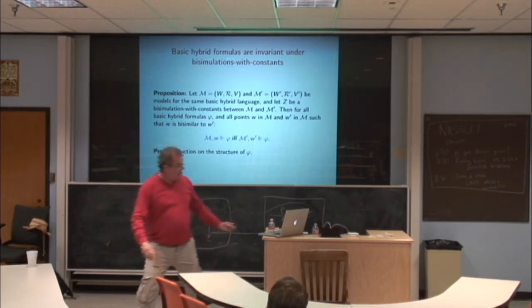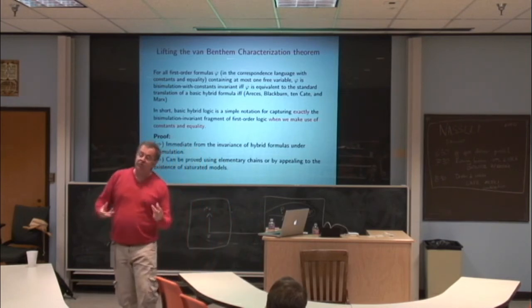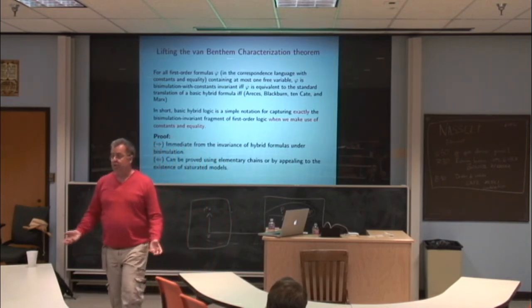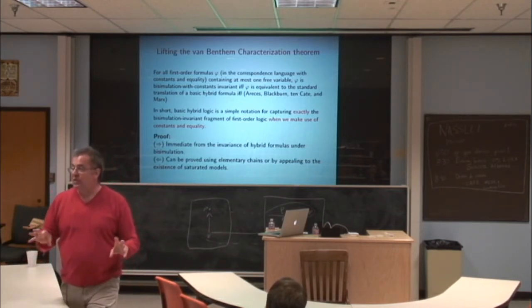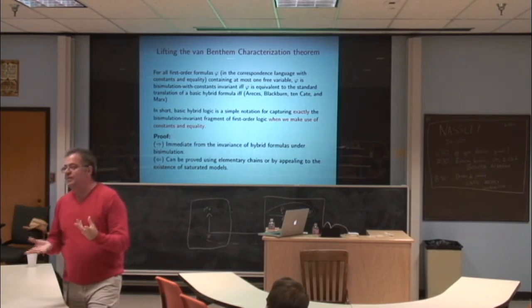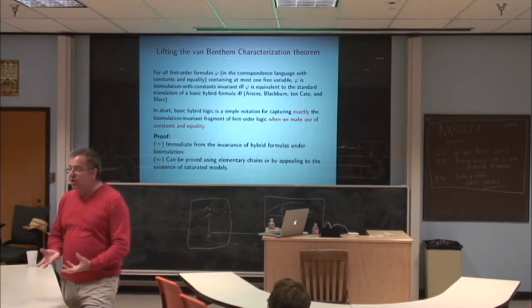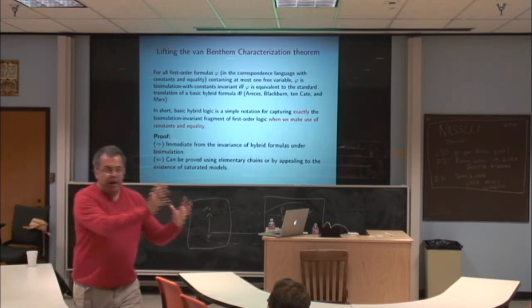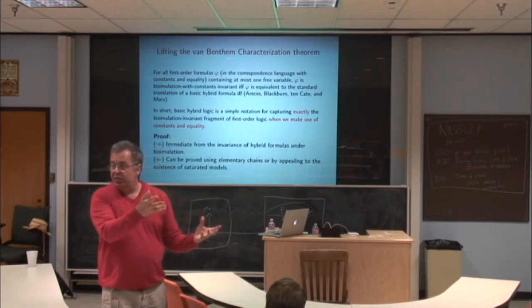And once again, we get that under this extended notion of bisimulation, bisimulations respect truth, and now comes the big result, the Van Benthem characterization theorem. Remember what I told you for modal logic? I said, what is ordinary modal logic? And I said, well, my favorite answer is the Van Benthem characterization theorem. Modal logic is that fragment of classical logic which can't see the difference between bisimilar models. Do you remember I told you that?